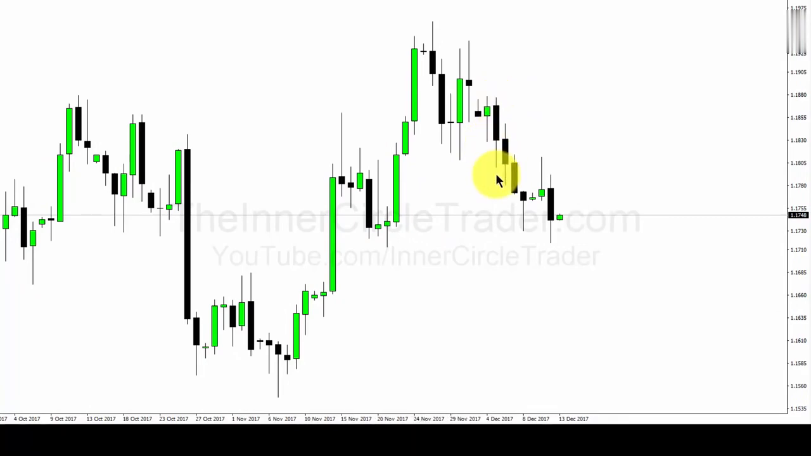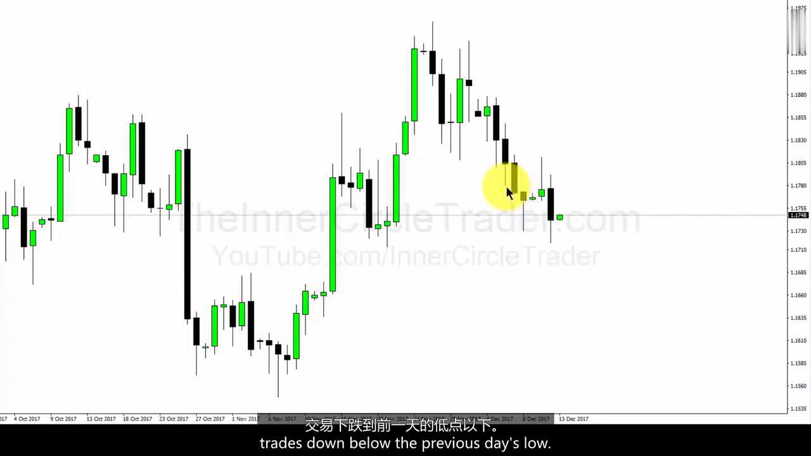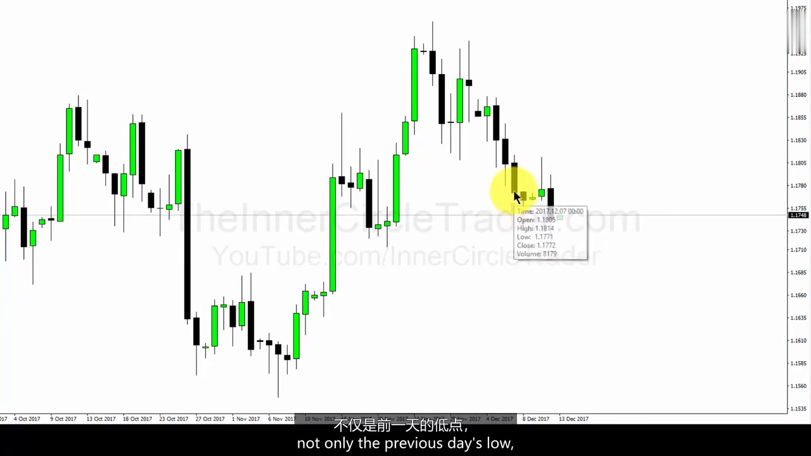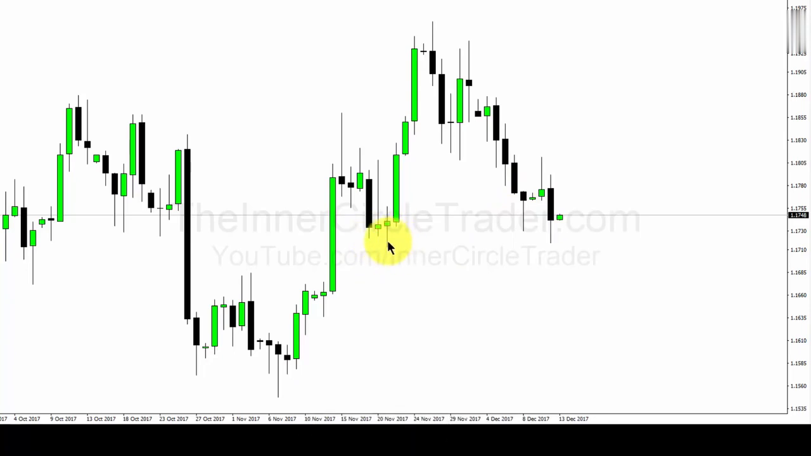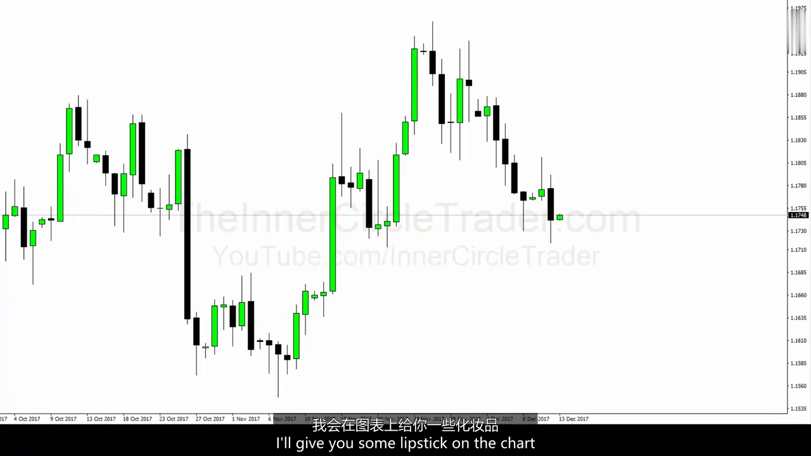It trades through it. So now we have a low here. What's it going to do? It's going to want to trade through the previous day's low. It trades through it. So what's the next storyline? Opens, trades down below the previous day's low. Next day, what's it going to do? It's going to trade through not only the previous day's low, but what's it really reaching for? That old intermediate term low on the daily. I'll give you some lipstick on the chart so you can see that. Frame it out a little bit.